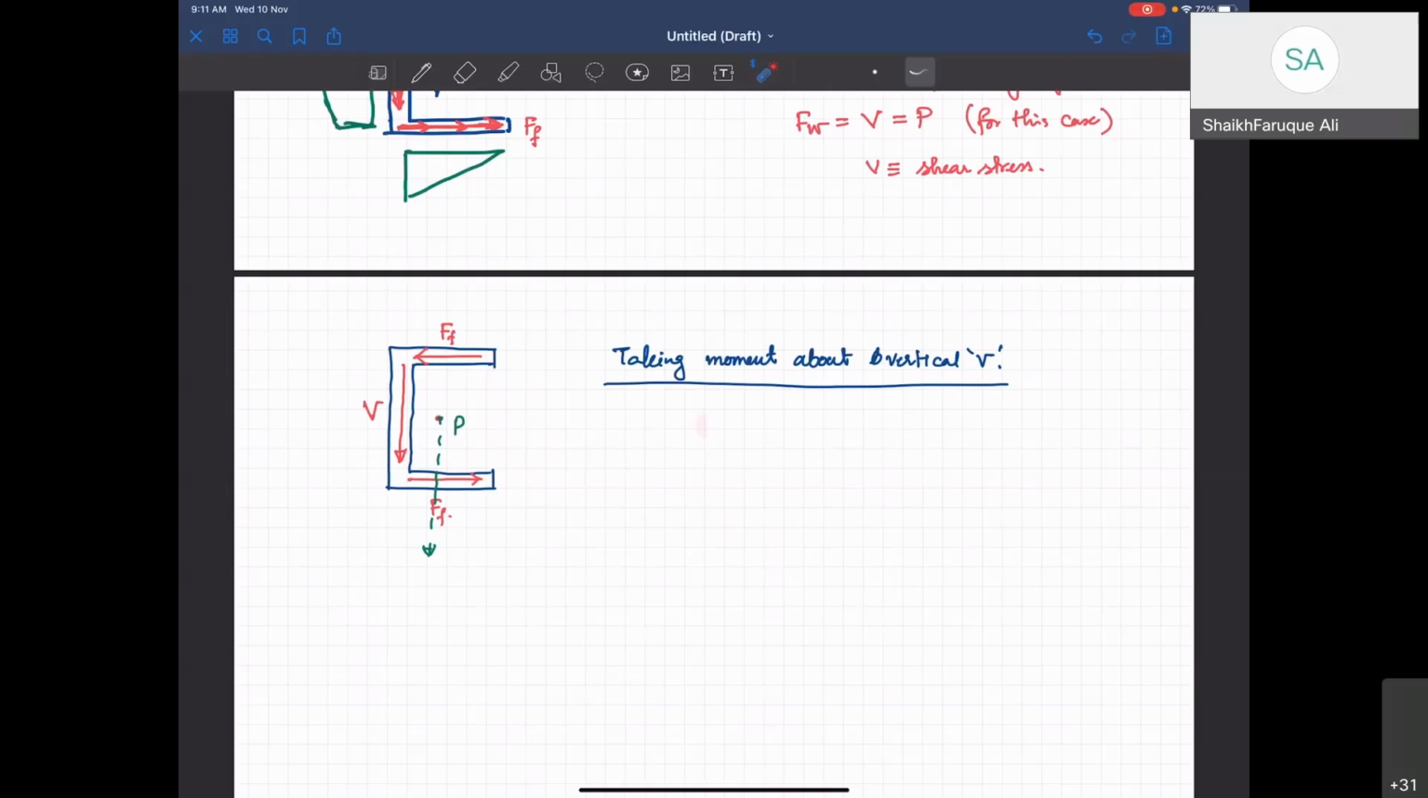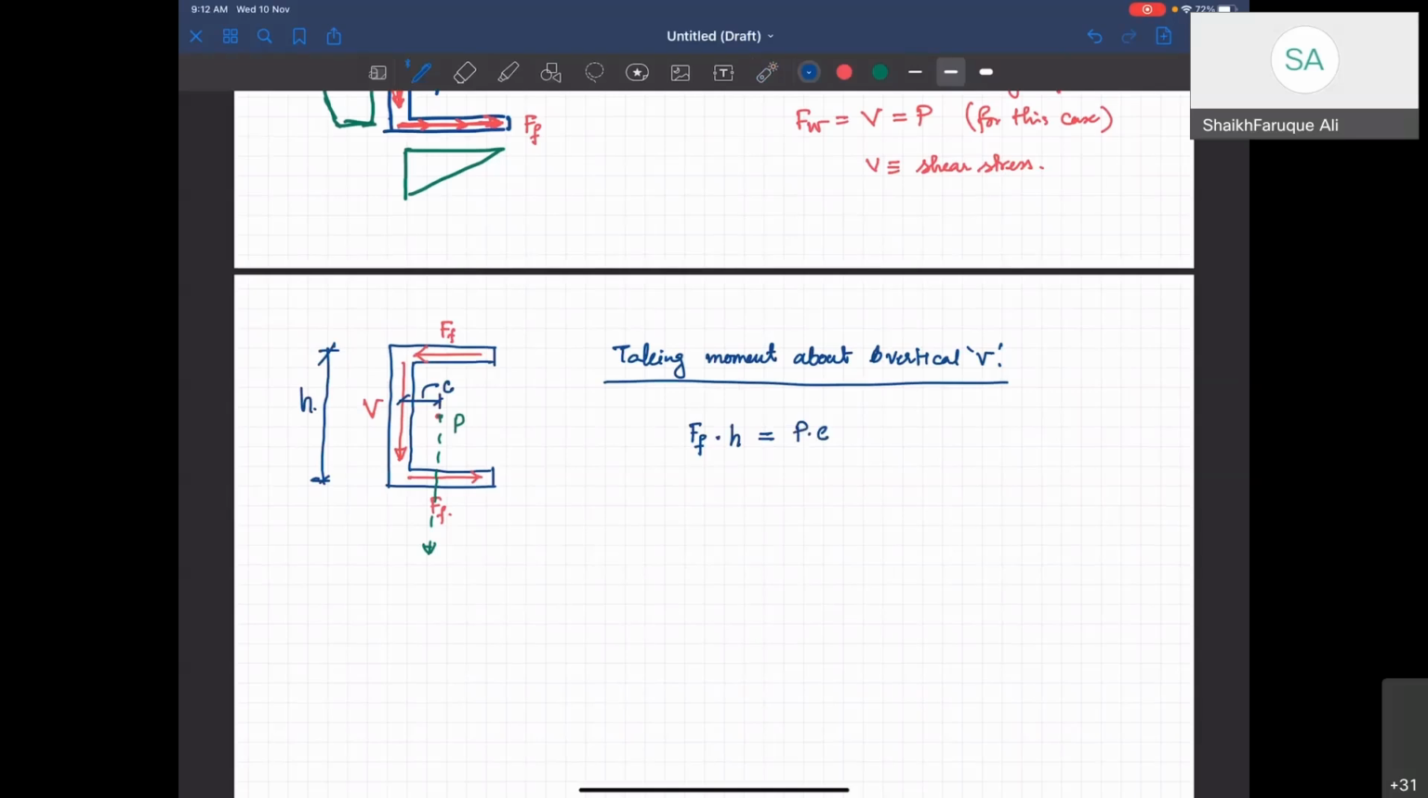Because FF into, let's say this is H, from this center line to this center line is H. FF into H is equal to, let's say this distance is C, equal to P into C. Is not equal to, no, I cannot write equal to here. This is this direction, that is this direction, right? Minus this is equal to 0. Not 0. I don't know whether it's 0 or not. That's your moment.